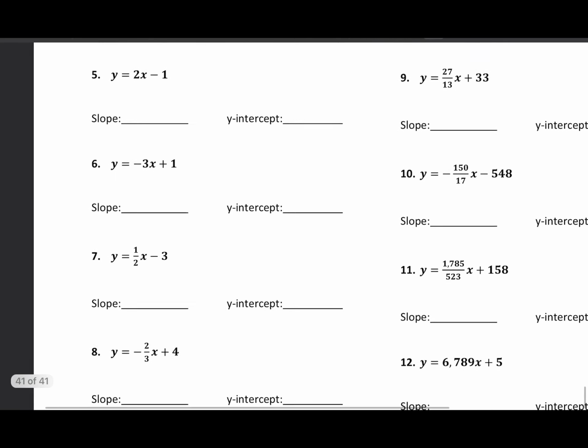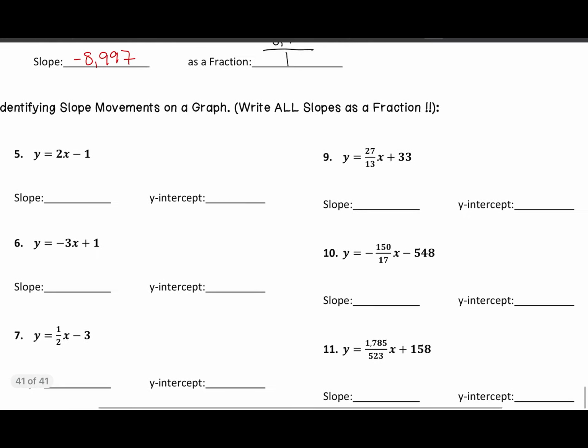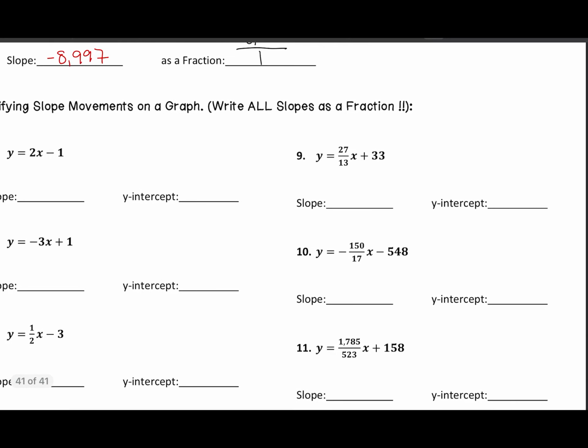now for 5 through 12 here, we're going to identify the slope movements on a graph, and we're going to write all the slopes as fractions. So the slope movements, if you've got a fraction bar here, it's either going to be up or down for the top, and the bottom's going to be right or left. And remember, the top number is for your y's, the bottom number is for the x's. X's like to dominate, so x's are in the denominator.